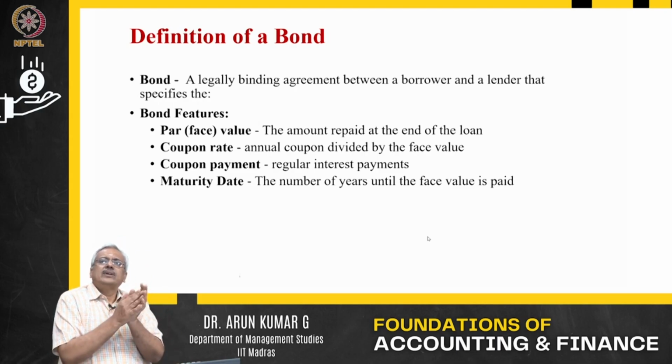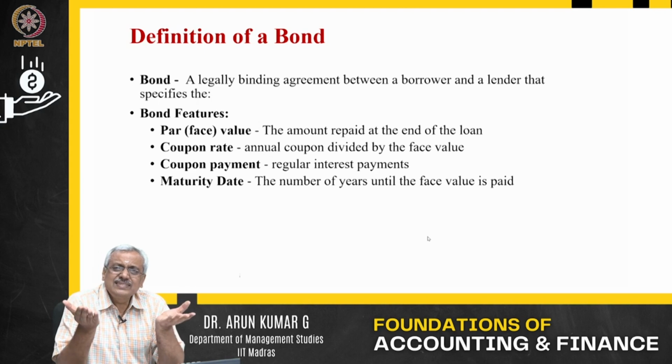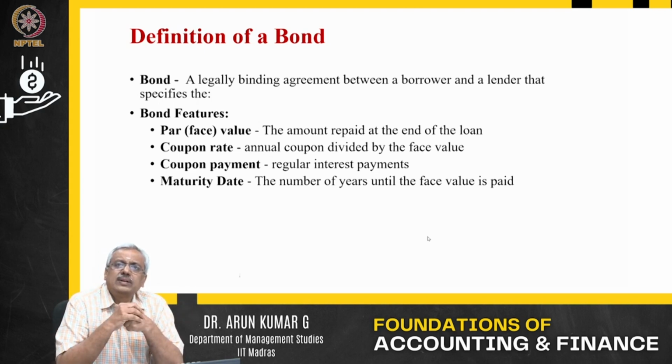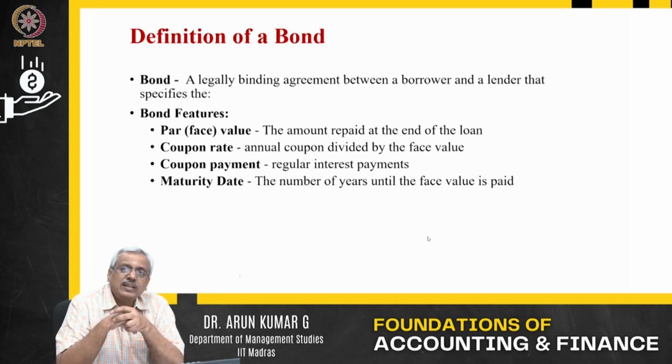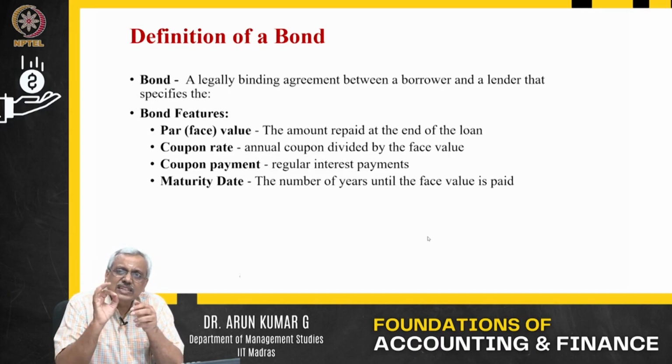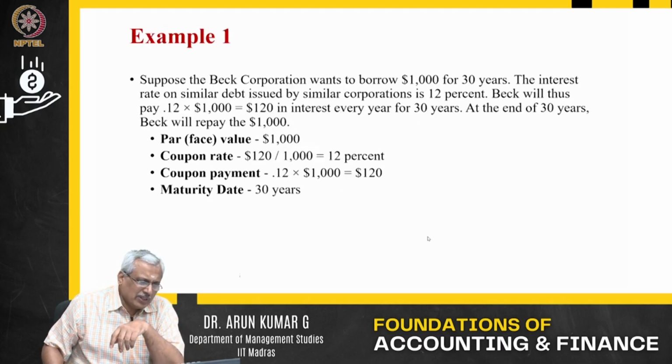Normally, bonds will have a face value. That is the value at which the bond certificate is issued. It can be a 100 rupee bond, it can be a 1000 rupee bond, and so on. The value in which the bond is denominated is what we call the face value or par value of the bond. Now that we know some of these basic aspects, we move to the next aspect.